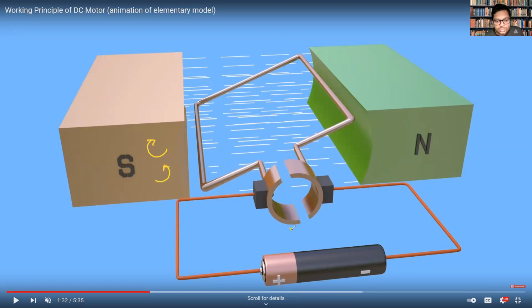Okay, so the split ring, after every half rotation, reverses the direction of the current in this coil and allows the coil to rotate in the same sense. That means either clockwise or anti-clockwise.